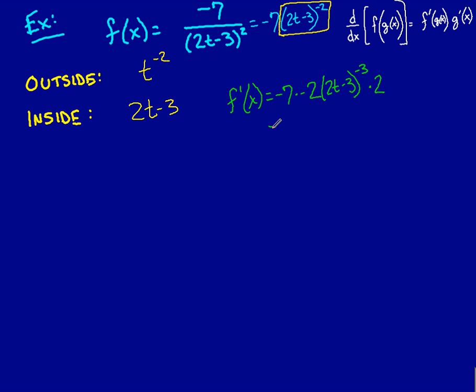As I simplify that, I got negative 7 times negative 2 is positive 14, times 2 again is positive 28. 28 times this 2t minus 3 to the negative 3rd, which can simplify more. 28 over, I can bring this down to the bottom now. 2t minus 3, positive 3 is what it would be on the bottom. So if you have a coefficient in front, you can just leave it in front, or like we've done before, you could have just, when you brought this down, said what is 7 times 2. That's how you could have gotten 14 that way as well.